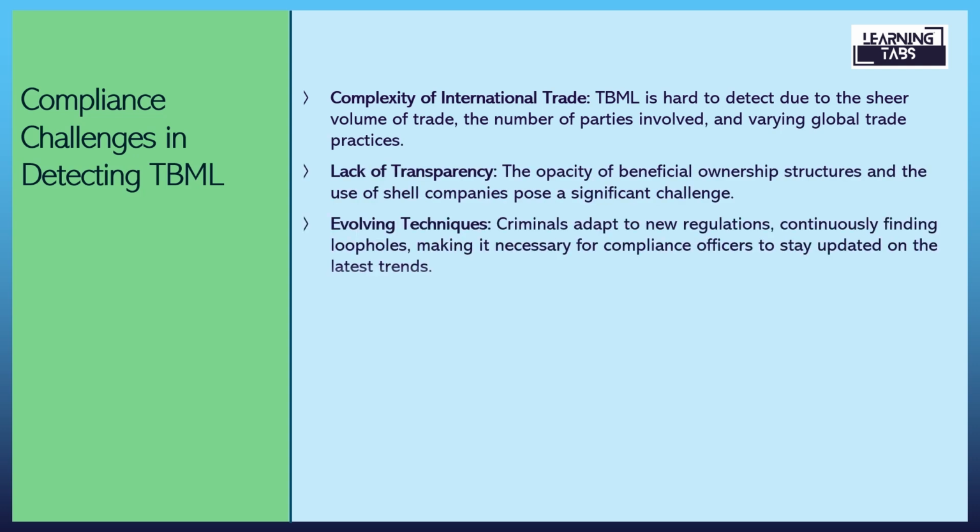Complexity of international trade. TBML is hard to detect due to the sheer volume of trade, the number of parties involved, and varying global trade practices. Lack of transparency. The opacity of beneficial ownership structures and the use of shell companies pose a significant challenge. Evolving techniques. Criminals adapt to new regulations, continuously finding loopholes, making it necessary for compliance officers to stay updated on the latest trends.